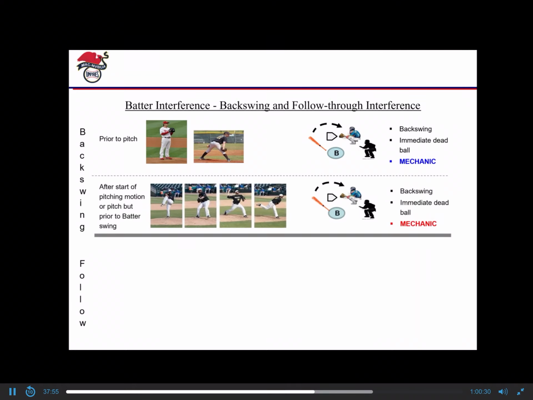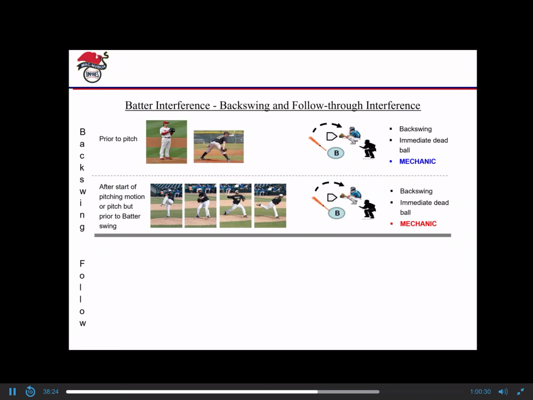The other type of backswing interference occurs a little bit later, where we now have the starting motion of the pitcher, and for whatever reason, the batter is still warming up. He shouldn't be, but if he does, both of these are examples of backswing interference. You should get it prior to the pitch rather than after the start of the pitching motion, but in both cases, it really doesn't matter. It's backswing interference.